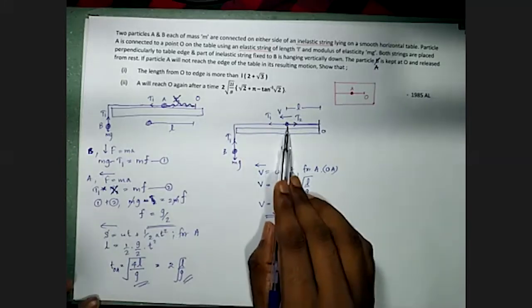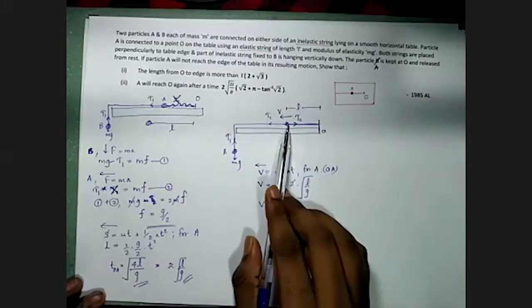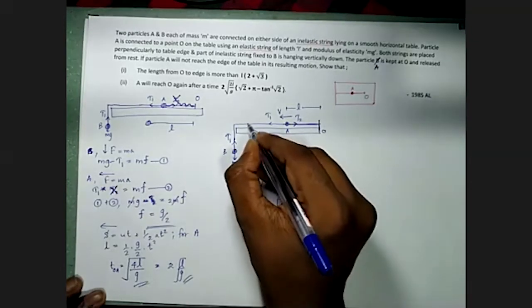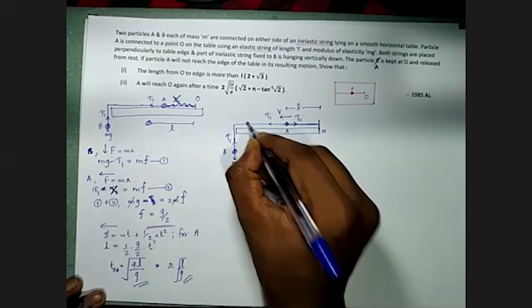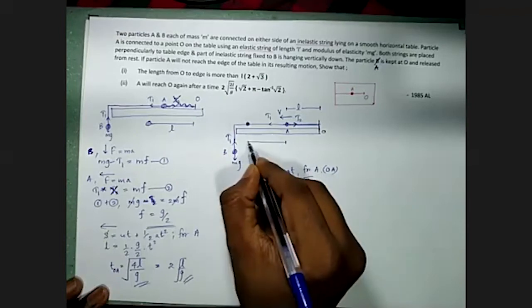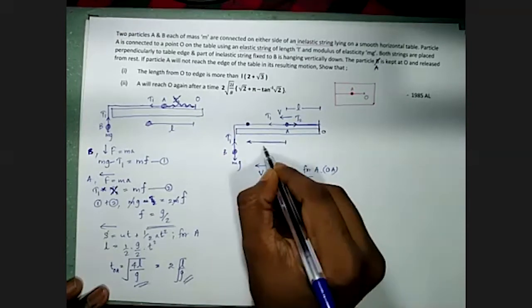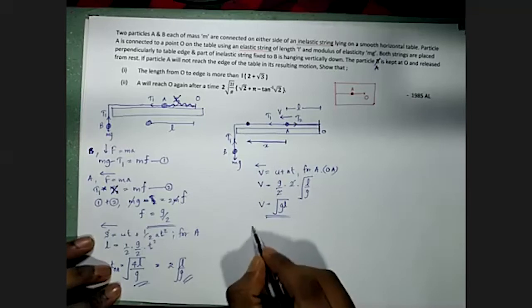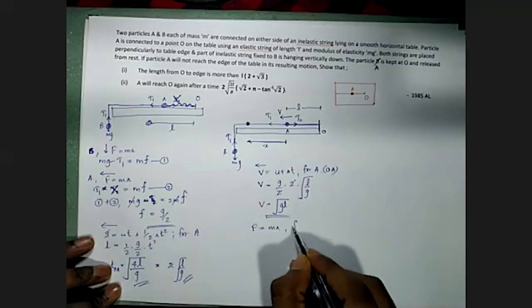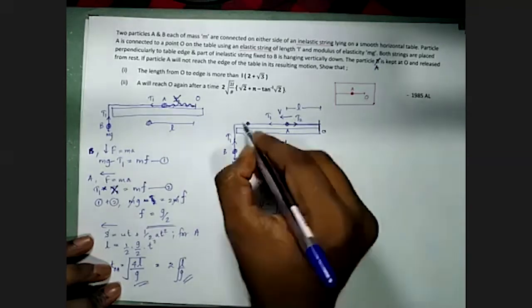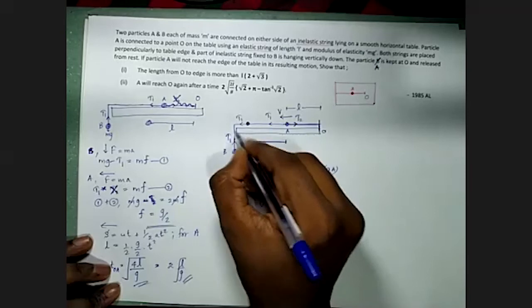After reaching point A, particle A will start its simple harmonic motion. Now I have to consider the general location of particle A like this, which is extended x distance. Now apply F equals ma for particle A in that direction. What are the forces? Here we have T1 force, T1 tension.